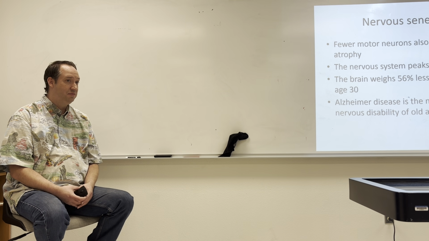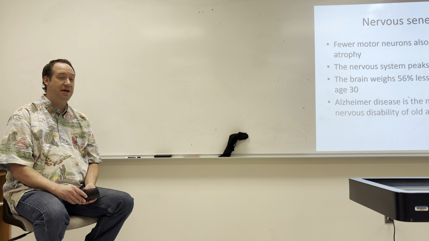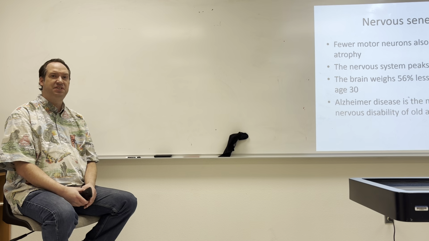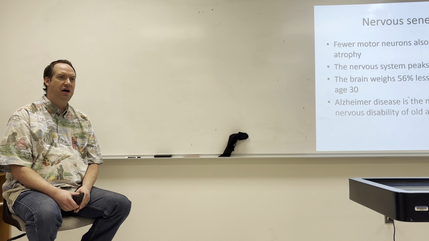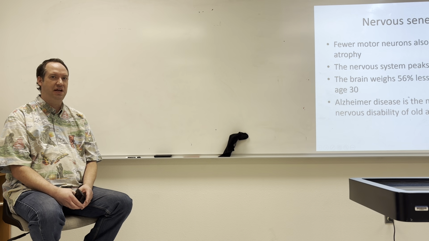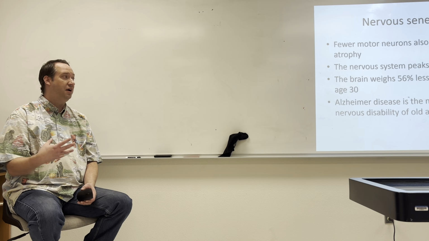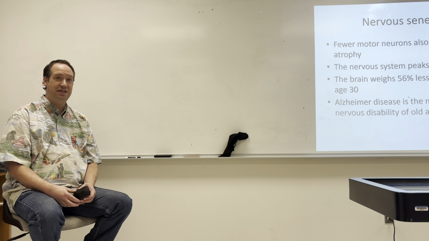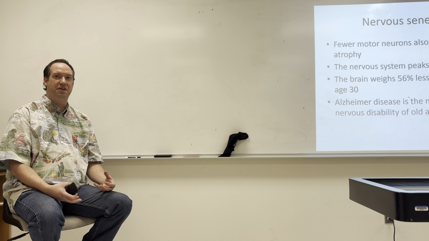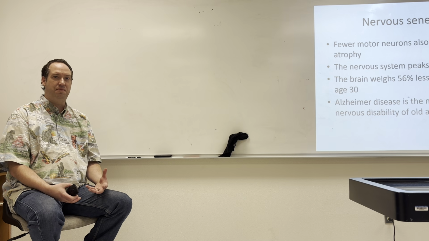The nervous system, we have senescence of the nervous system. Fewer motor neurons also contributes to that muscle atrophy. Your nervous system peaks in your mid-30s. Your brain's actually still developing in your 20s, and in the 30s you kind of hit a high point, and then things start to slow down. Now, on average, the brain's like half the size at 75 as it was at 30, but that's including pathophysiology.